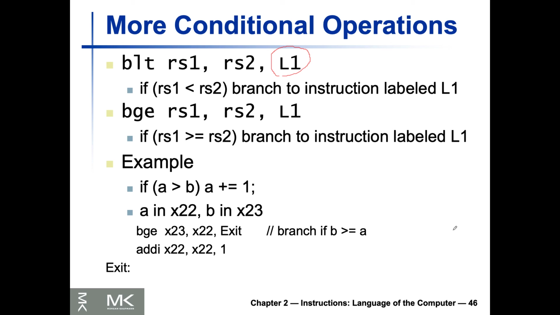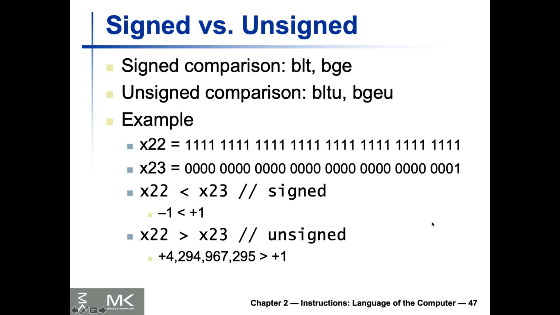So we can use the BLT and BGE also for comparisons, both in signed mode and in unsigned mode, right? For unsigned mode, we have an extension of that which is called BLTU or BGEU, which are both for unsigned. And for the signed, these two that you already saw, they are doing the signed comparison.